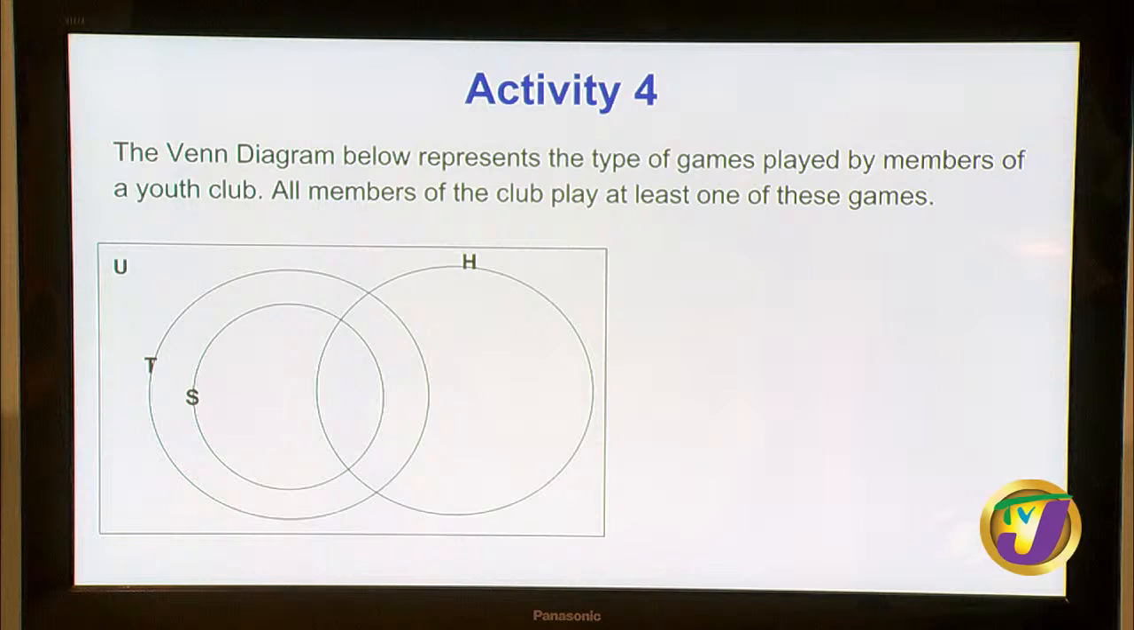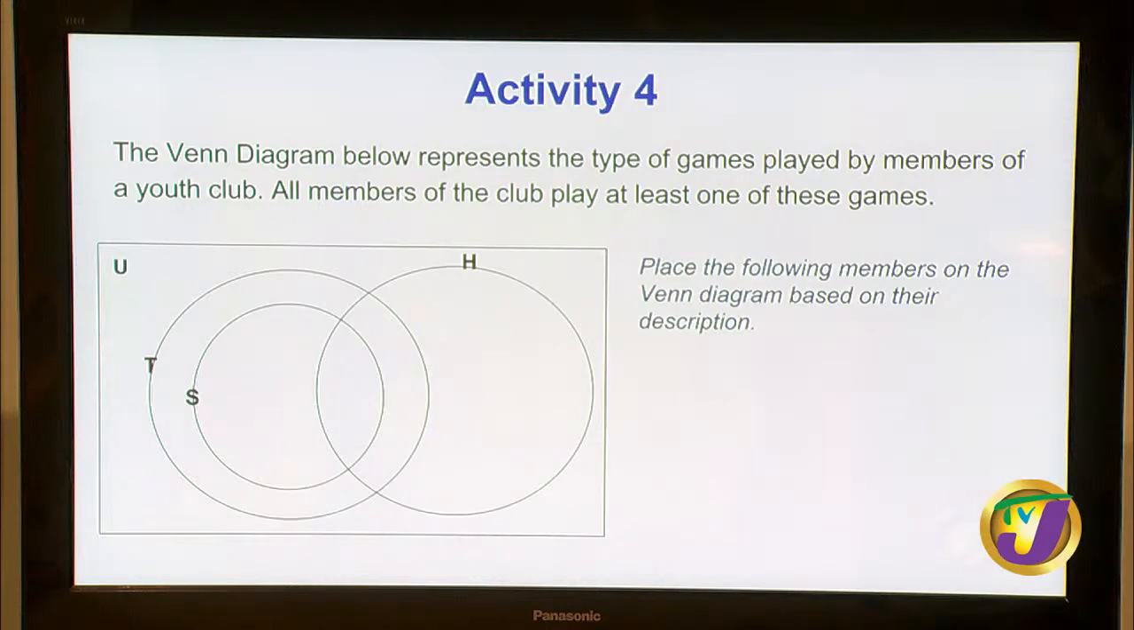I'm going to give you some descriptions, and I want you to place the following members on the Venn diagram based on their description. All right. That doesn't sound bad. And I think you can just use logic to do this one.